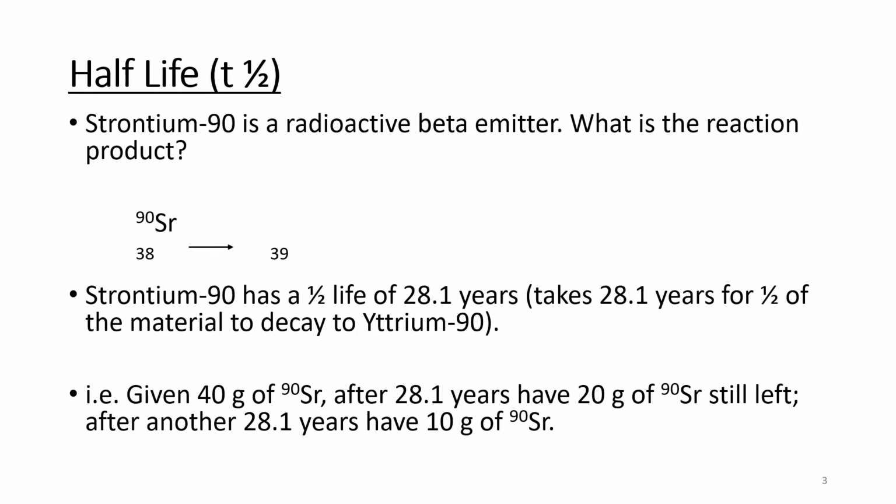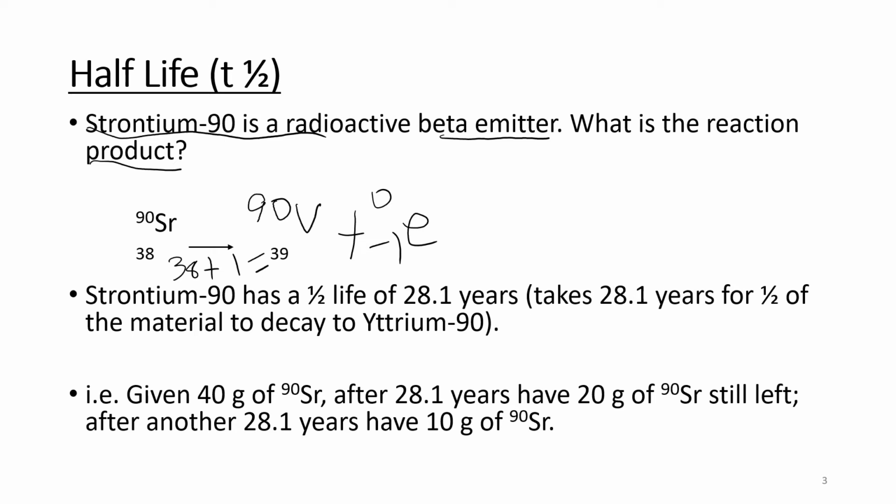For strontium 90, this is a beta emitter. I want to know what my reaction product is going to be. What is it going to decay to? So again, beta emitter, we want to write down our symbol for that, 0, -1e. My new product, my mass number is going to always be the same, so it's 90. I have 38 plus 1 equals 39 to tell me the identity of my new element that strontium is decaying to is Y, which stands for yttrium.